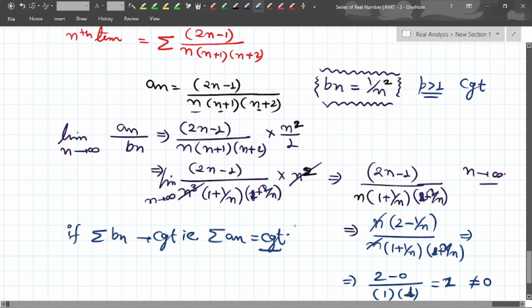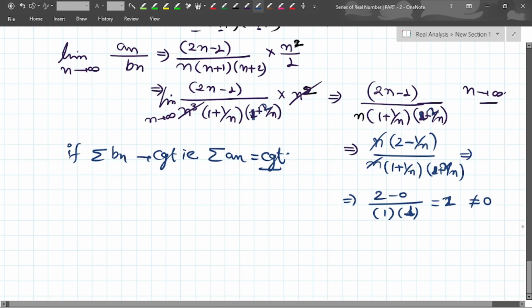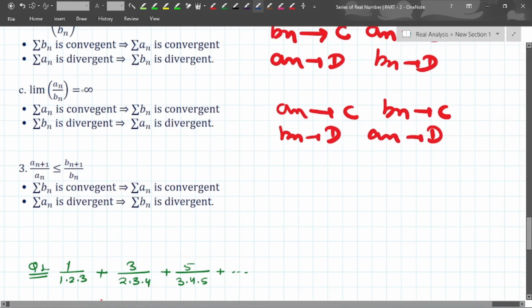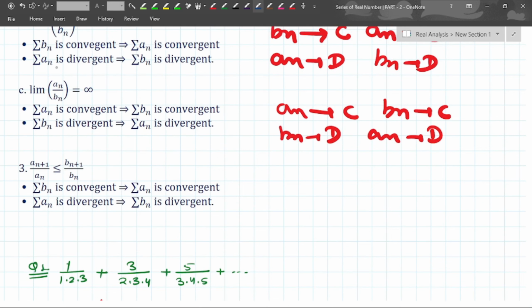The problem with n cube is that we were getting infinity. But you can see, in infinity we can only discard the thing. If we are taking bn as divergent, then we can say an is divergent. But we can't make any conclusion because our bn was convergent.